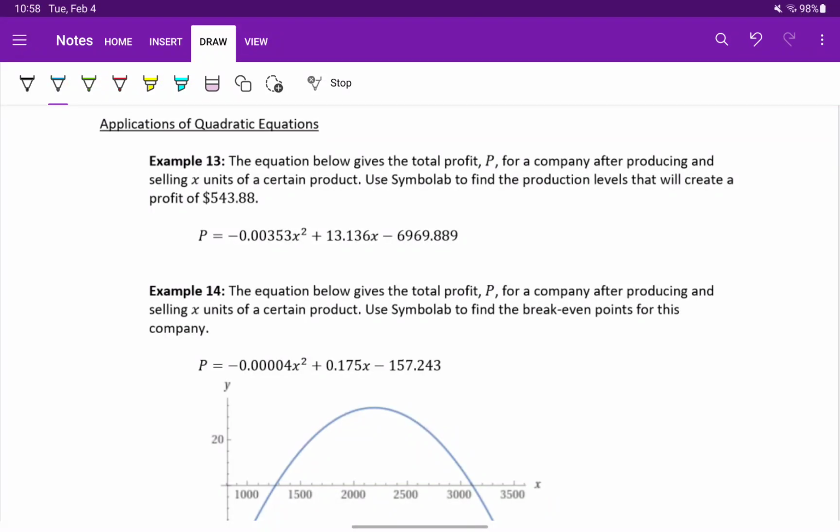In the next few examples, we want to use Symbolab to solve applied problems that involve quadratic equations. For example, in 13, we have an equation for the total profit for a company after producing and selling X units of a certain product. We want to find the production levels that will create a profit of $543.88. That means we want to find when our equation will be equal to 543.88.